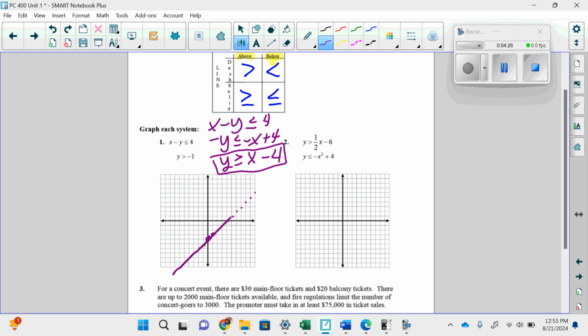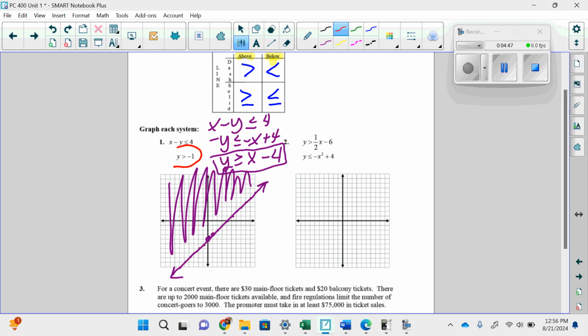Solid line to connect these points because greater than or equal to, so our line is part of the solution. And instead of testing a point, I'm going to use a shortcut. We want where y is greater than, so that means everything here above, the region that's above my line, because that's where everything's greater than.